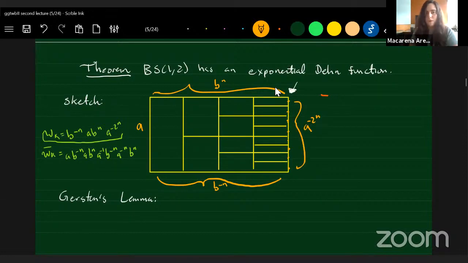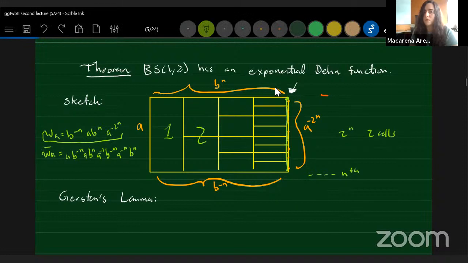Okay, so we can see that this diagram, in the first column, it has 1, 2 cell. In the second column, it has 2 cells, and so on. And in the nth column, it has 2 to the n, 2 cells. So it has an exponential amount of area. But if you look at the boundary, if you look at the word that defines this diagram, we have these cells right here, the ones that correspond to a to the minus 2 to the n. And this is also an exponential amount. So the area of the diagram is exponential, but also the length of the boundary is exponential.